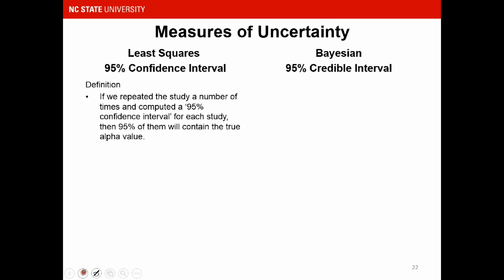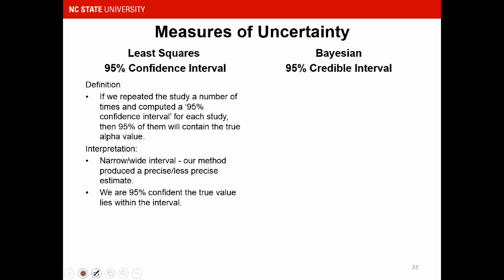The definition for a confidence interval is: if we repeated the study a number of times and computed a 95% confidence interval for each study, then about 95% of them would contain the true alpha value. A confidence interval tells us that our method produced a precise estimate if the interval is narrow, and a less precise estimate if the interval is wide. We can also say that we are 95% confident that the true value we're trying to estimate lies within the interval.